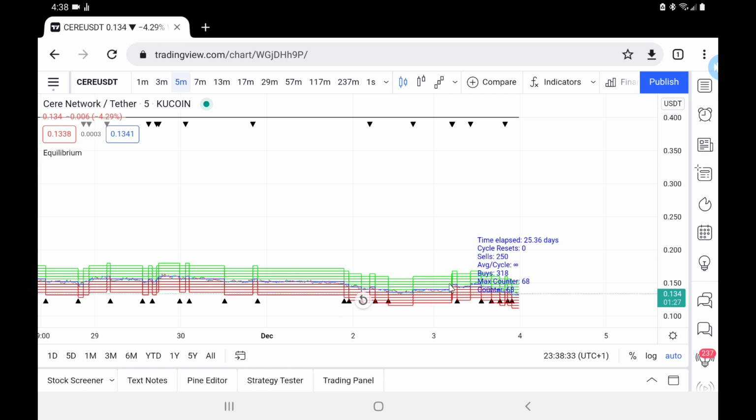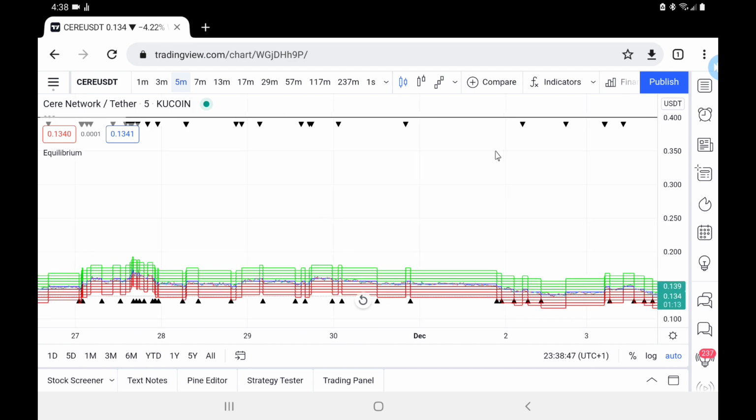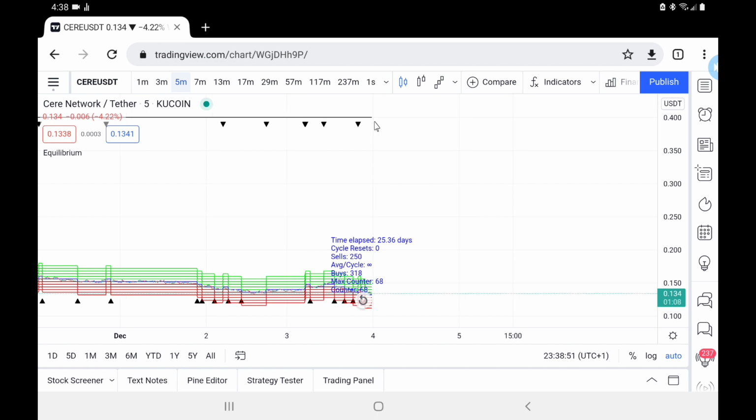Now here is a coin that is what I would consider the perfect place. A lot of sideways action. Sideways action is profitability. It is fairly far below the anchor line. And your current ladder count is 68 for a maximum. So for a $10 position, you are looking at $680 of exposure at this point.